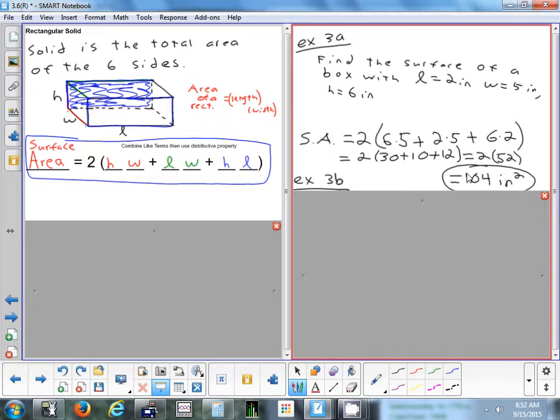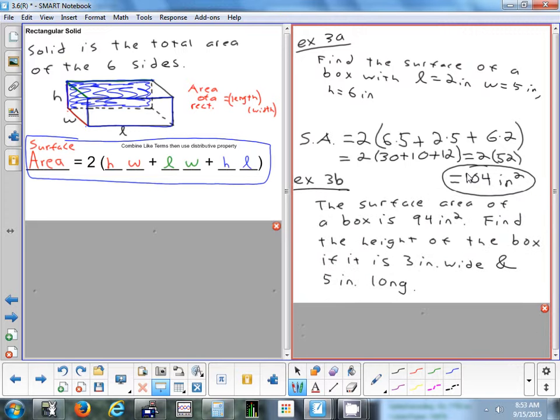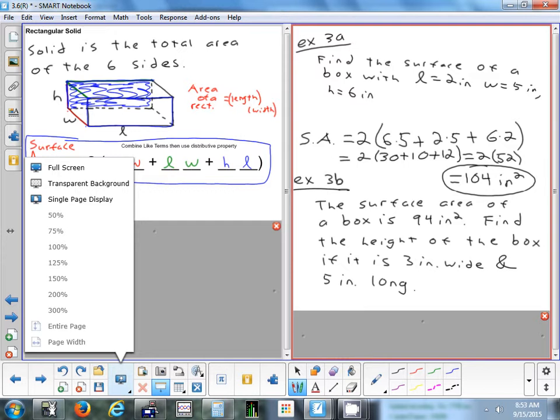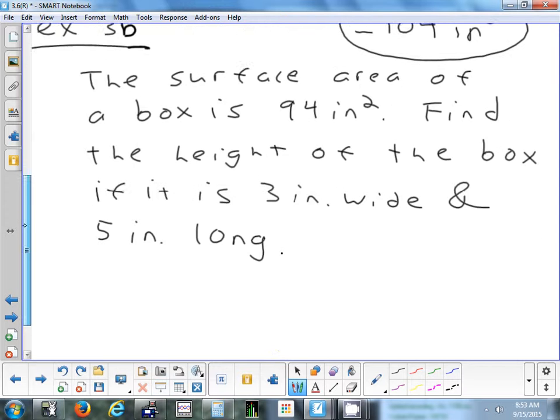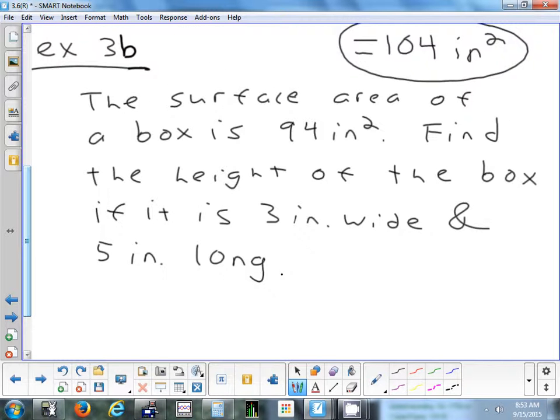Everyone ready for our last one? Good? All right, let's try the last one. Let me make it a little bigger so you can read it. What's the difference here? Just read it to yourself. It's similar, but it's a little different in what they're giving me. What's the difference here? It tells you what the area is. It tells me what the surface area is. Okay, so we're not finding surface area. We're either going to be finding length, width, or height. Does anybody see which one of those 3 we're going to find?